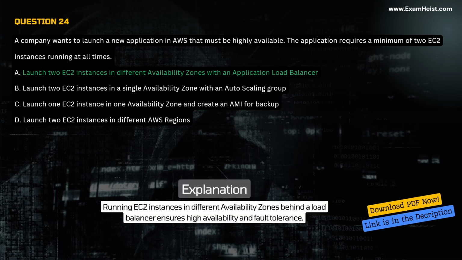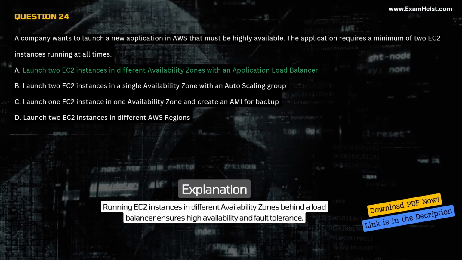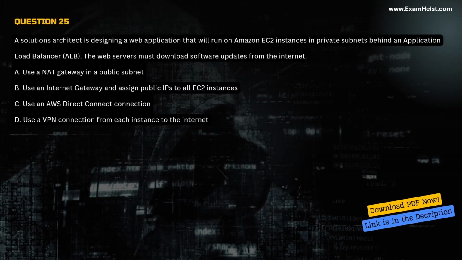Explanation: Running EC2 instances in different availability zones behind a load balancer ensures high availability and fault tolerance. Question 25. A solutions architect is designing a web application that will run on Amazon EC2 instances in private subnets behind an application load balancer, ALB. The web servers must download software updates from the internet.